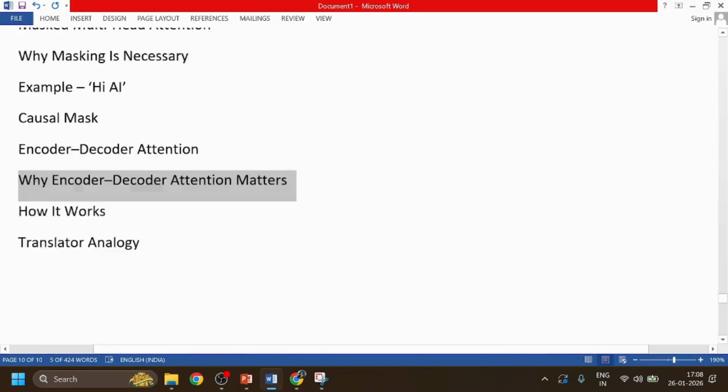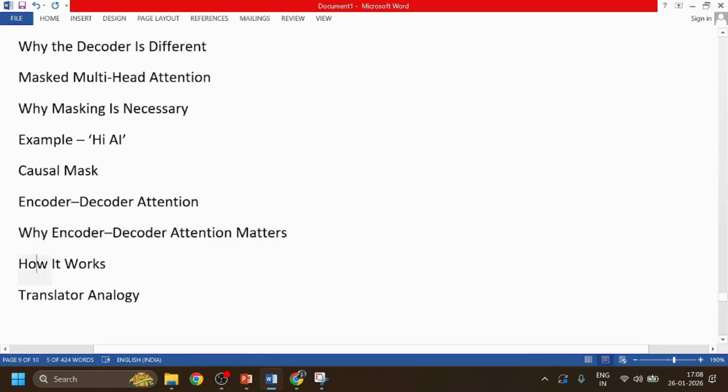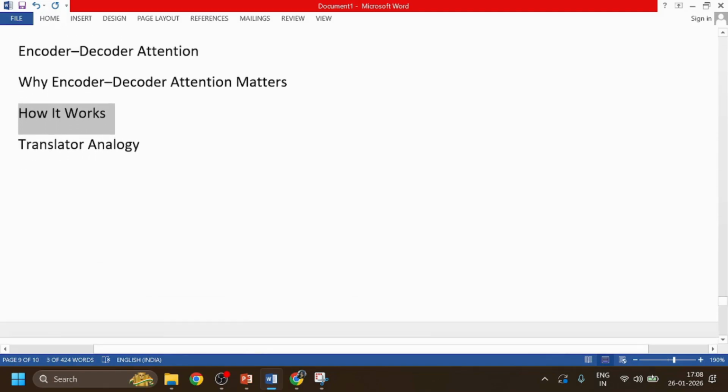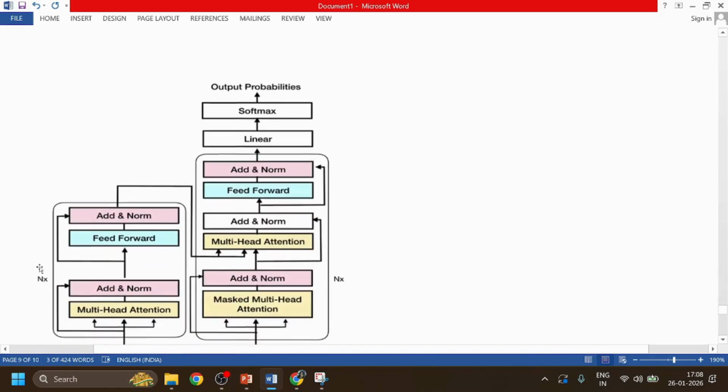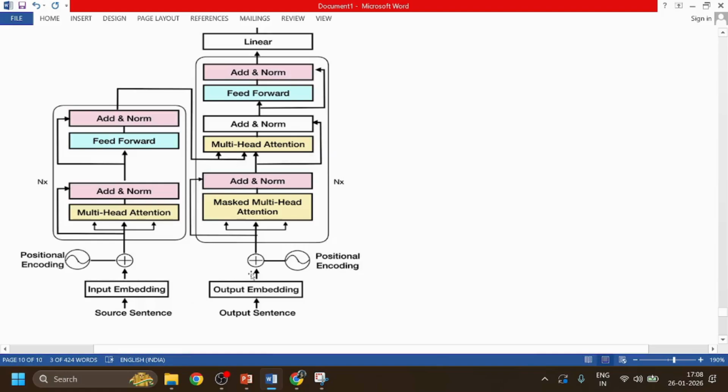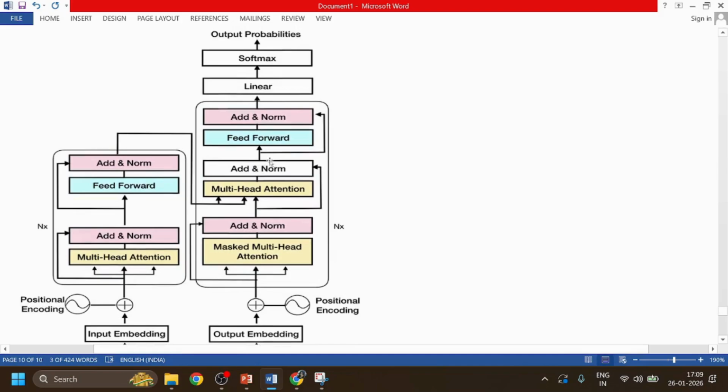Now we can see how it works. The decoder asks the question: which part of the input sentence should I focus on right now? The encoder provides the answer. So here the encoder provides the answer.